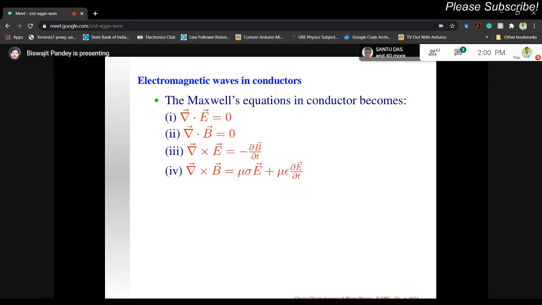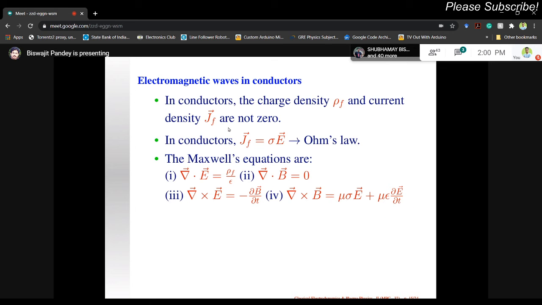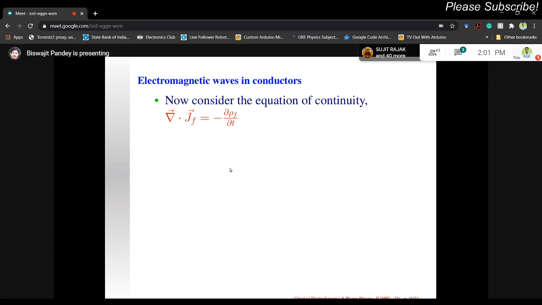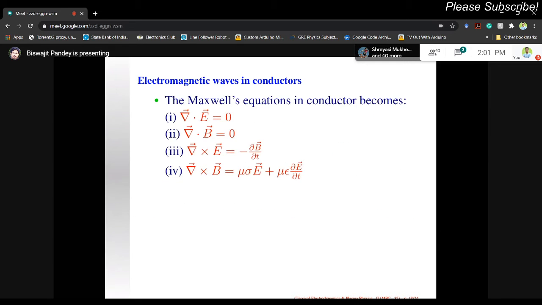Okay, so now how do we modify the first equation? Divergence of E was rho free by epsilon, if you remember the equation that we started with. But rho free goes to 0, it will dissipate. That is what the equation of continuity tells us in case of metal. So this equation gets modified, and we have divergence of E equal to 0, right? And divergence of B is 0 all the time. Curl of E equal to minus del B del t. Curl of B equal to mu sigma times the electric field plus mu epsilon del E del t.